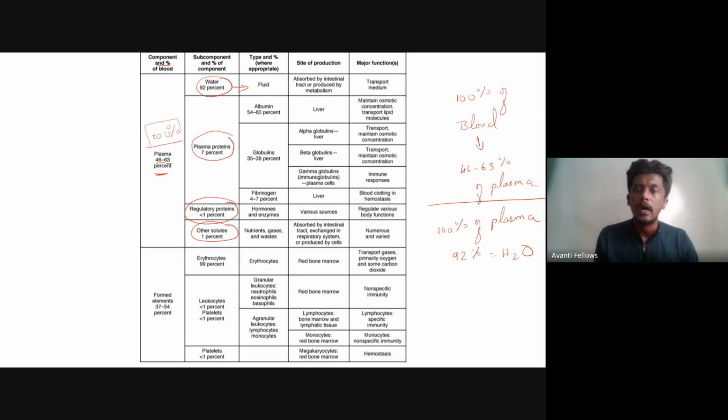Now coming to your plasma proteins. If you observe the plasma proteins, they come in three types. What are those? You can see that there are three proteins given here. One is, hold on, one is albumin.